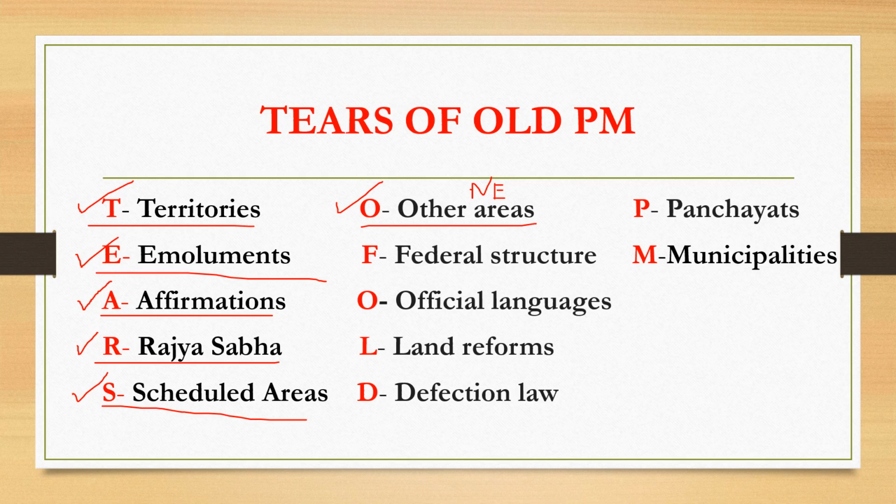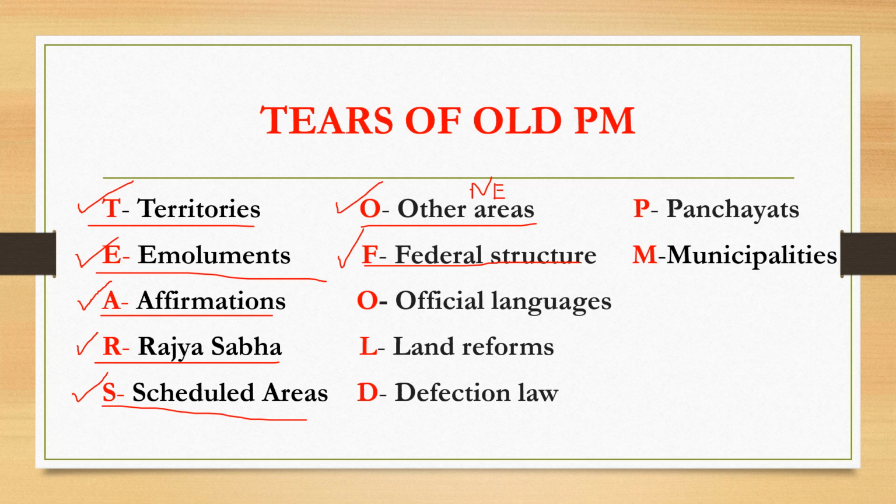Next is the 7th schedule. The 7th schedule is represented by the letter F. F stands for federal structure. The 7th schedule deals with the distribution of power between the union and state government, that is the union list, state list and the concurrent list. This is the federal structure. The 7th schedule is represented by the letter F and F stands for federal structure.